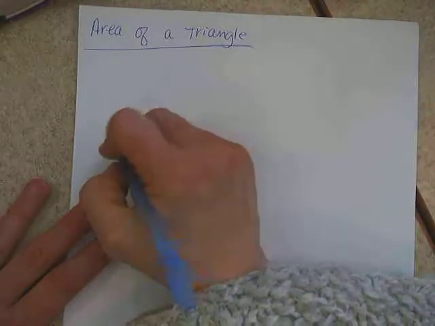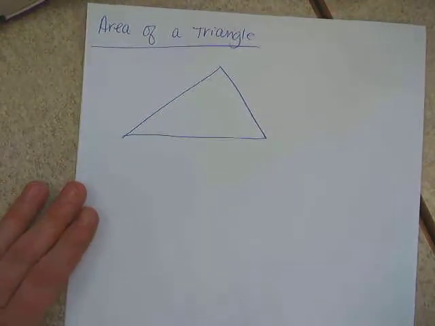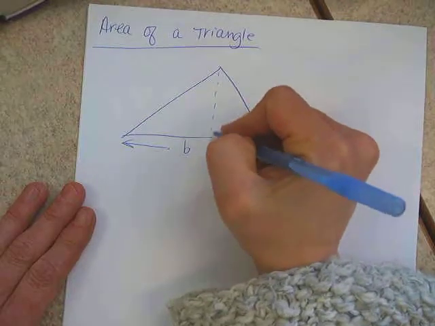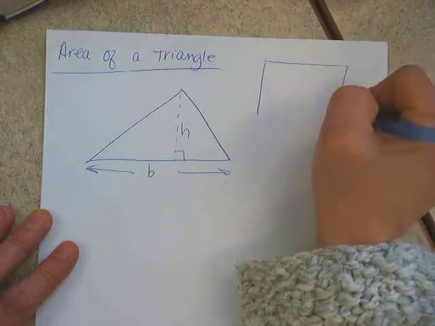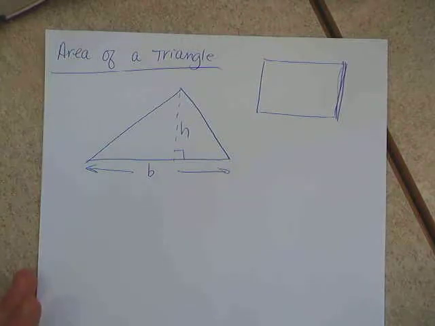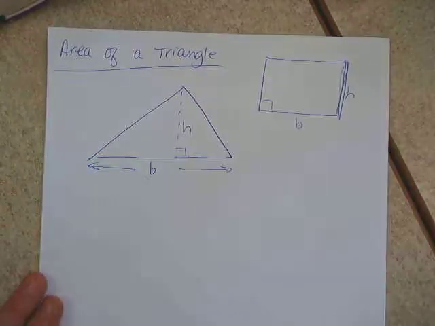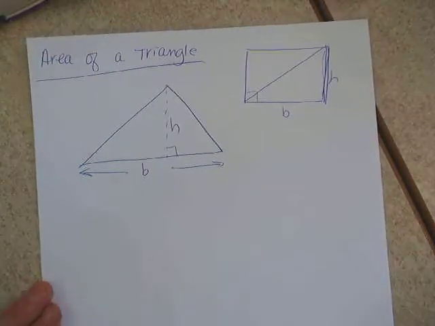Okay, so area of a triangle. Still has a base and still has a height. Okay, but again, if you think back to the rectangle, which generally that's the one that everybody knows. Okay, if I were to cut that rectangle in half, I get two triangles, yes?